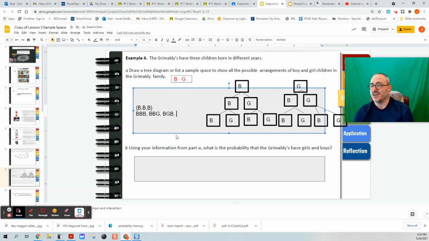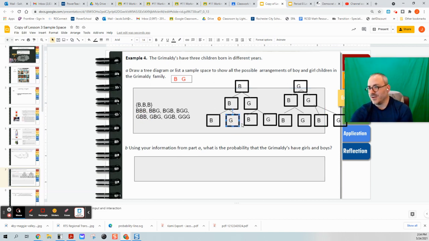You want to pause me and finish this up? Great, through the magic of pausing, you have finished this up. Girl, girl, boy, and then girl, girl, girl. When I have completed my list, I've got 8 possibilities: 1, 2, 3, 4, 5, 6, 7, 8. I also notice I have 8 boxes at the bottom here. This represents the number of possibilities that it bifurcates to.